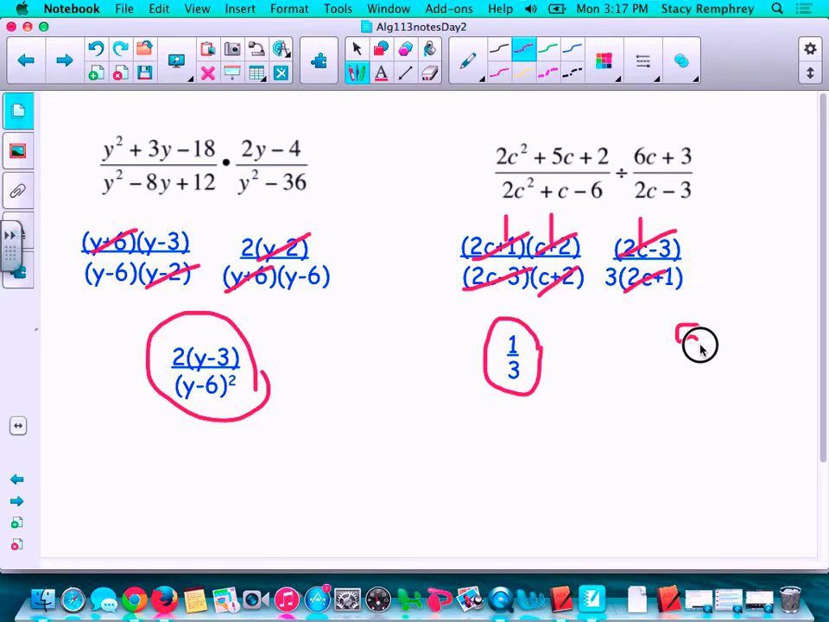So again, if I gave you 5 over 10 and asked you to simplify, you would say 1/2. That's the same idea here. I divided top and bottom by 2c minus 3. I divided top and bottom by c plus 2. I divided top and bottom by 2c plus 1. So your answer is 1/3.